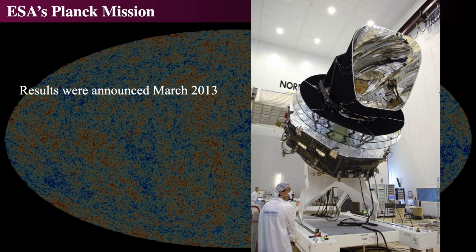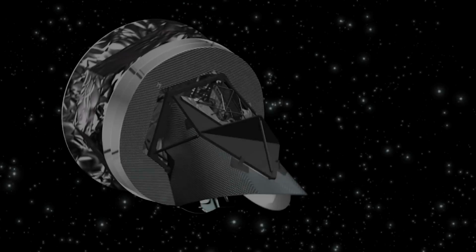And so these things all came with the same result: that there is a uniform background radiation, that there are small anisotropies, and there's a dipole anisotropy. The first results for this were announced as recently as 2013. So here's what Planck does.